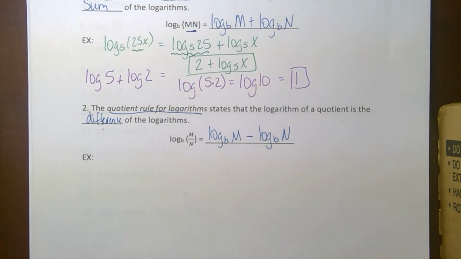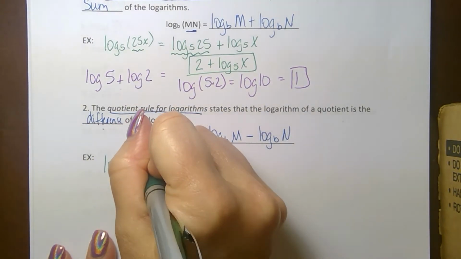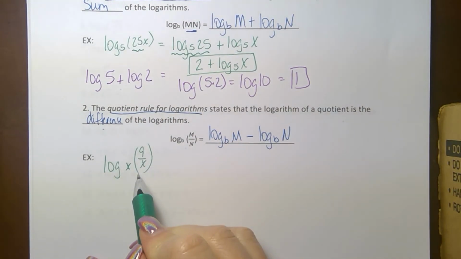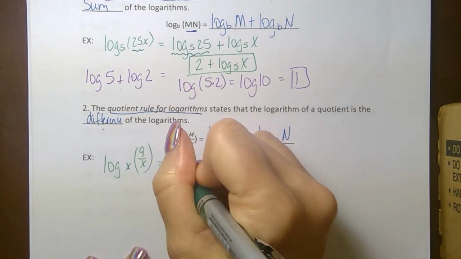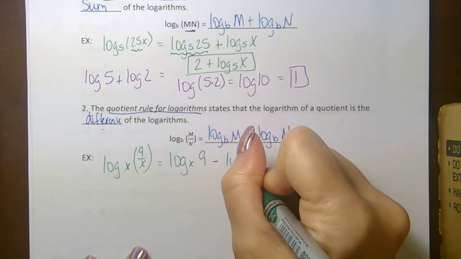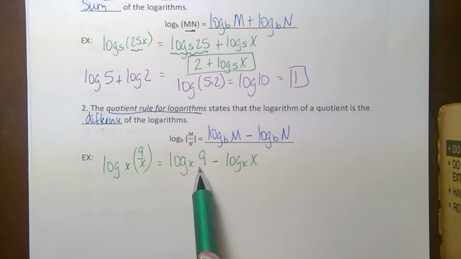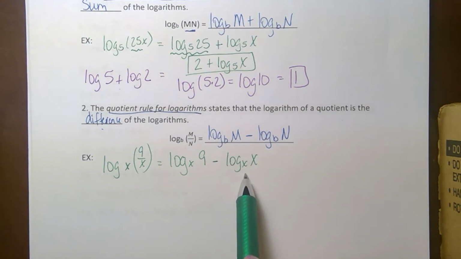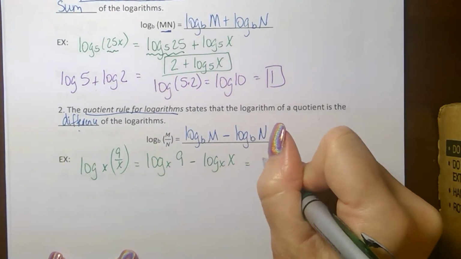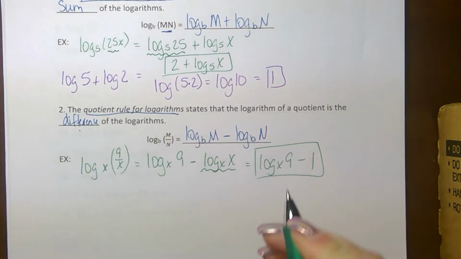Okay, back to an example. Let's do log base x of 9 over x. I've got a quotient as my argument. I've got base x. I can expand this as log base x of 9, there's my numerator, minus log base x of x, there's my denominator from my argument. Well, log base x of 9 won't simplify, but log base x of x will. What is the exponent of x that gives me x? Well, it's 1. So I can say log base x of 9 minus 1, because this expression simplifies to 1.